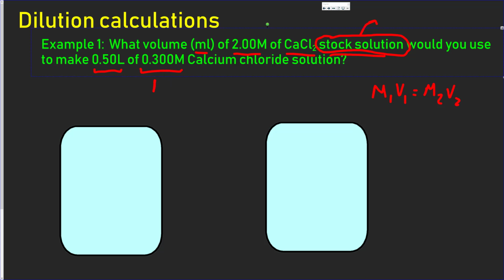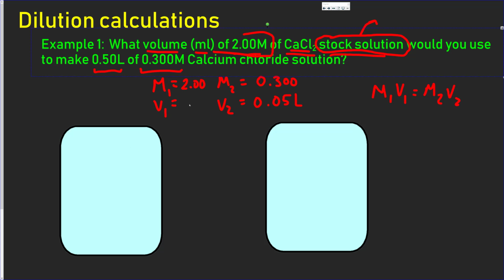So if we were to use this formula and write out my variables here, let's see what we're missing. What volume of 2.0 molarity of calcium chloride? Since this is asking for my volume, I'm going to write my molarity 2.0 in M1, because that's what you use to make this. Since I'm making this, it's going to be my second one. My volume, I'm trying to figure this out, so that's my unknown. My M2, my second concentration, is 0.300, and my second volume is 0.5 liters.